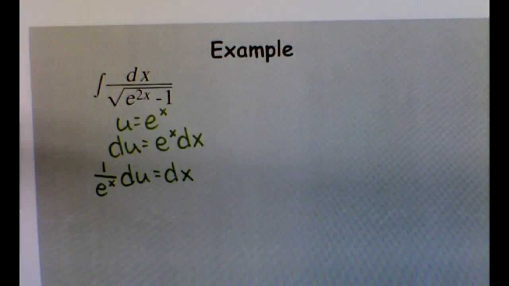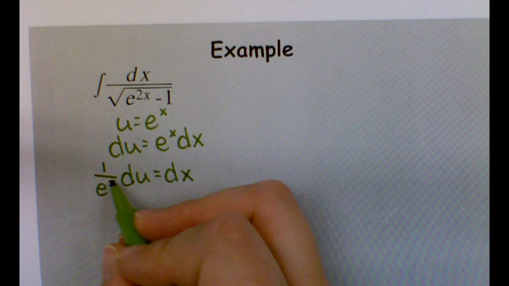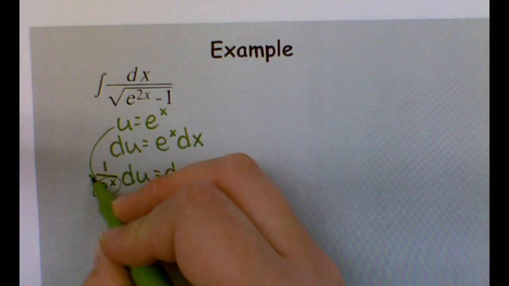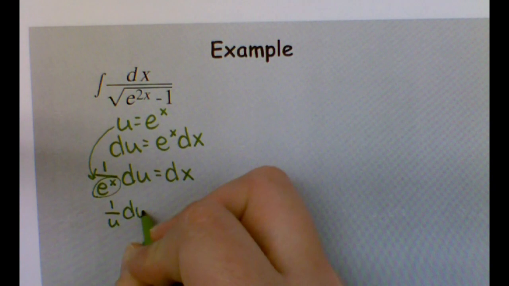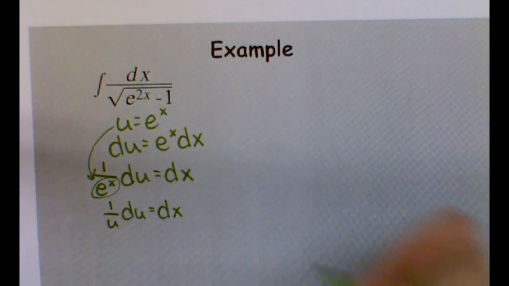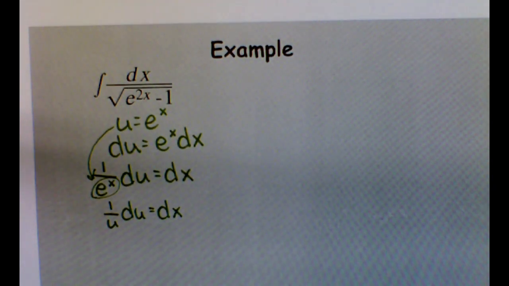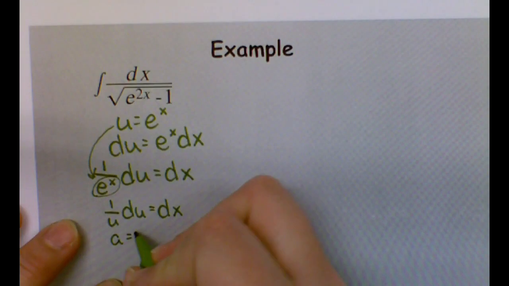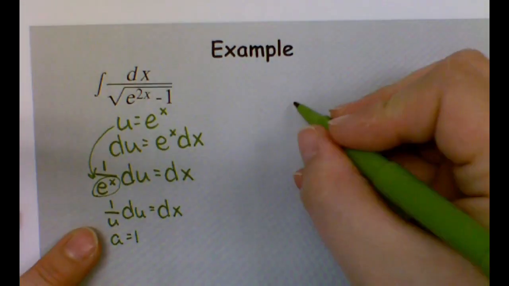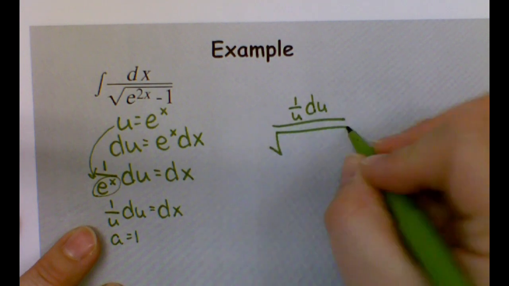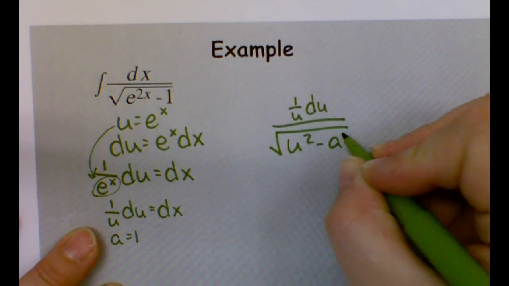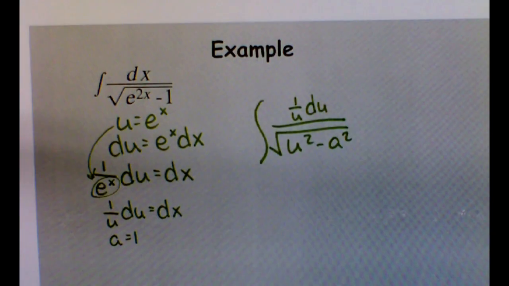And now here's where the craziness comes. e to the x is u. So I can really say 1 over u du equals dx. Our a value here is just going to be 1. So I have the antiderivative of 1 over u du over the square root of u squared minus a squared.